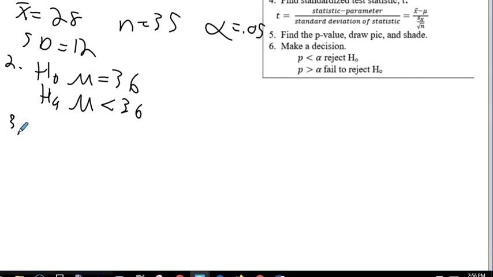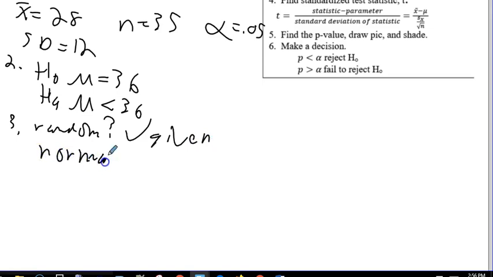Step 3, check for random. Random, question mark. It was given. It said random. We're good to go there. Normal. Did it say in there that it was approximately normal? No, it did not. But we have 35 students, which is greater than or equal to 30, so we're good to go. If it doesn't tell us it's approximately normal or normally distributed, we compare the numbers, and we're good to go.